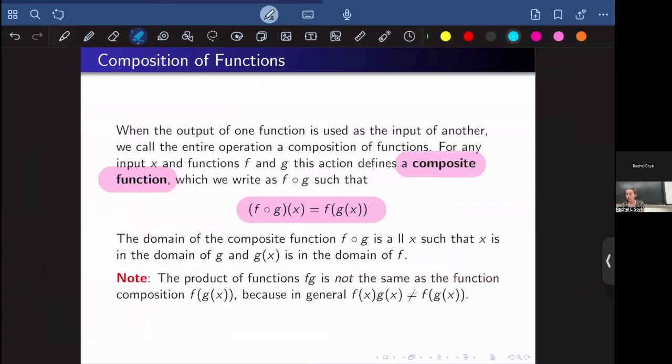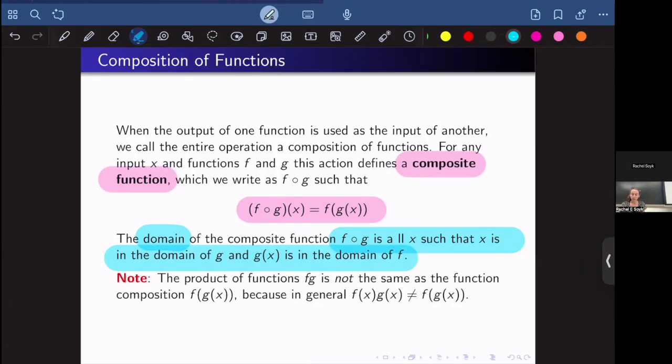And so the domain of an f of g function is simply all x such that x is in the domain of g and g of x is in the domain of f. So we have those two conditions that we need to be on the lookout for. We have to have our x be in the domain of g, and then we need to make sure that our g of x is in the domain of f for us to analyze the domain of the composite function itself.